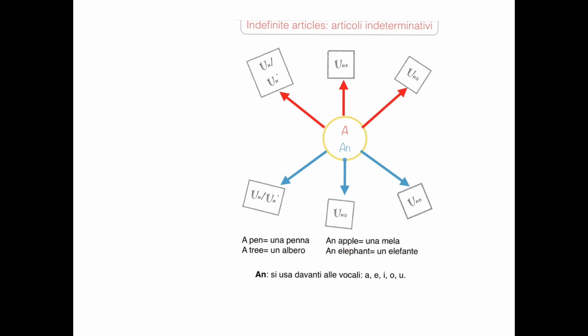So, a and an have the same meaning: un con apostrofo, uno, una. So, the meaning is the same, but we use them differently.